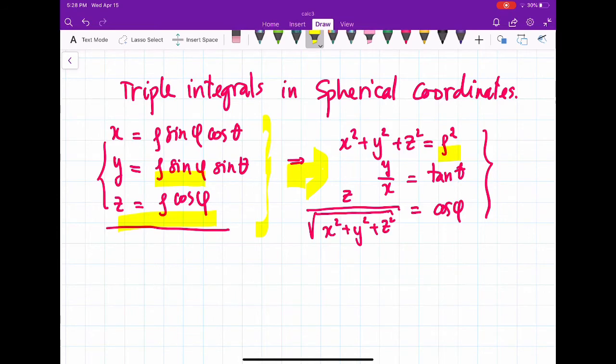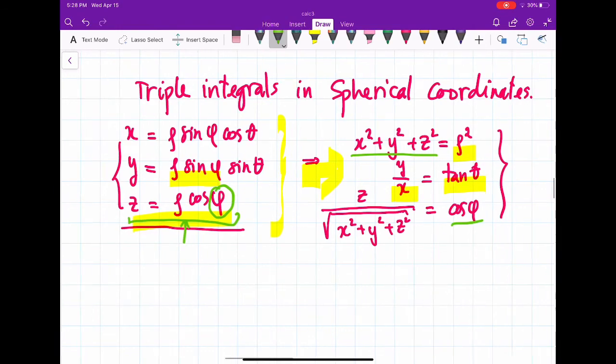And if you divide y by x, you get tangent of theta. And if you want to find the angle phi, you solve the third equation for cosine phi. You get z divided by rho, right? But rho squared is what? This is x squared plus y squared plus z squared. So cosine phi is just z over the square root of the sum of squares. This is how we can go from rectangular to spherical and from spherical to rectangular coordinates.